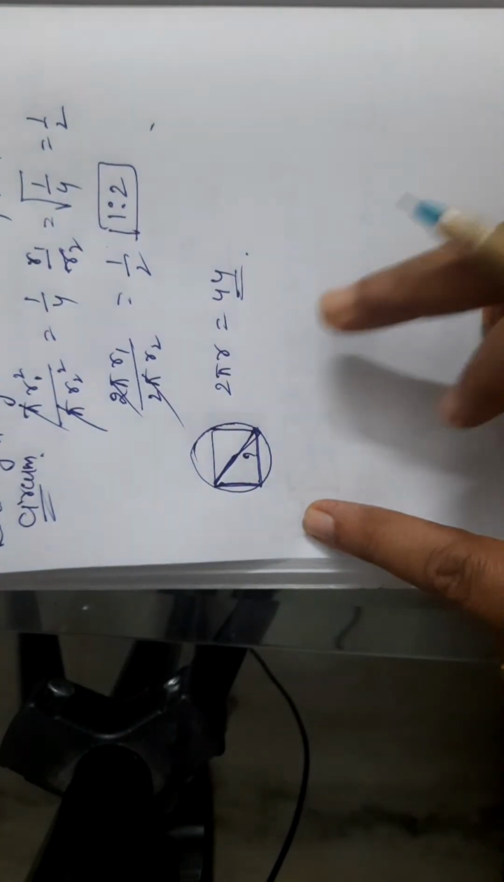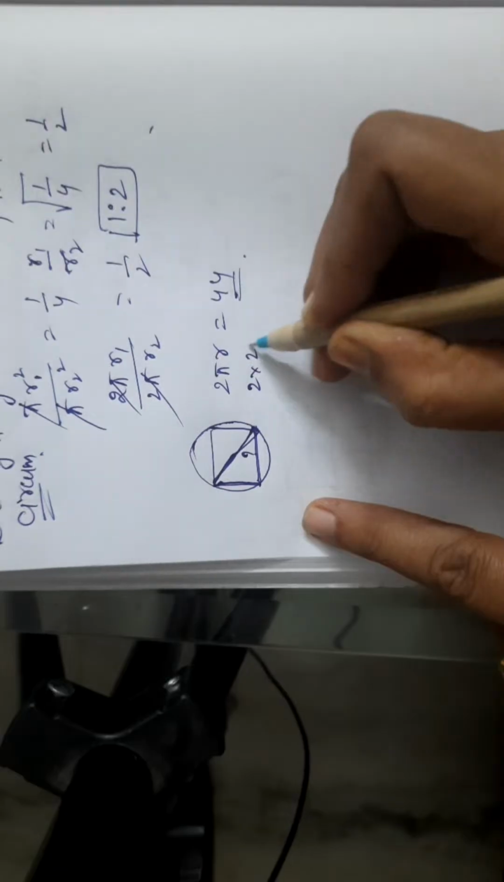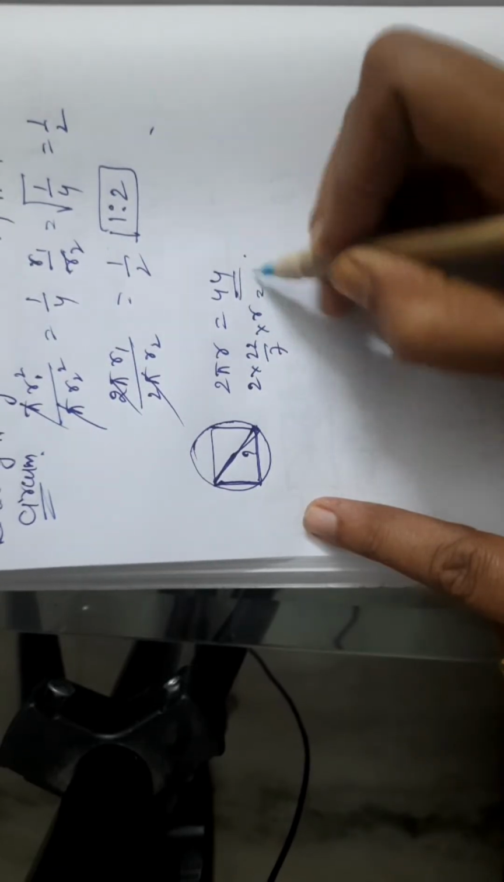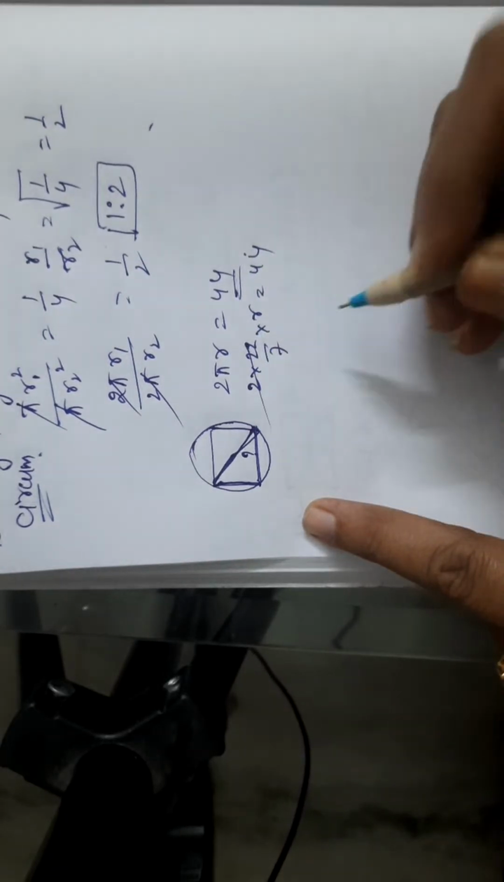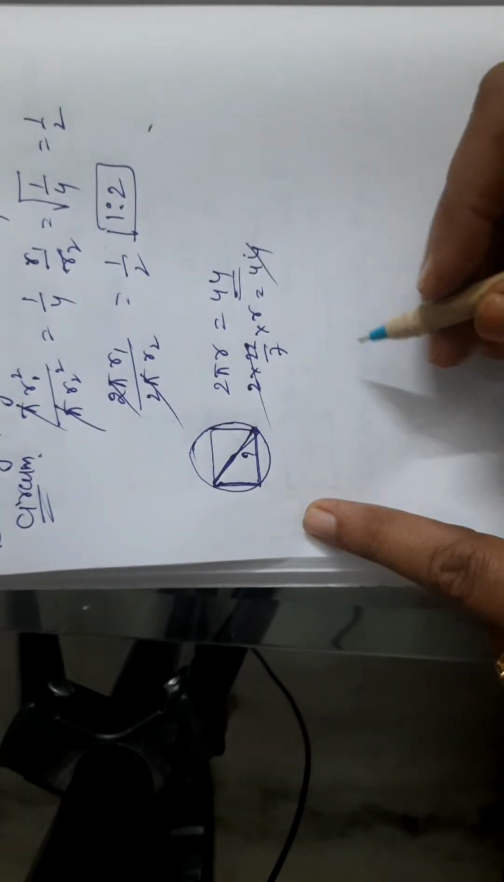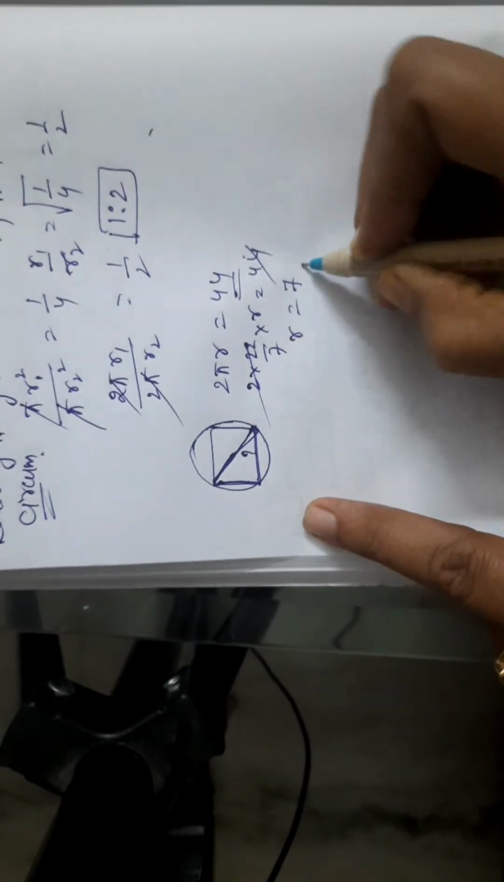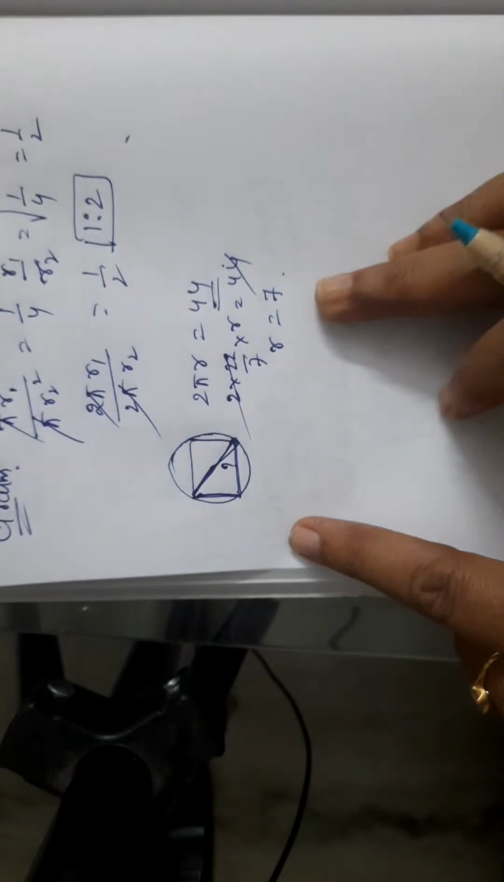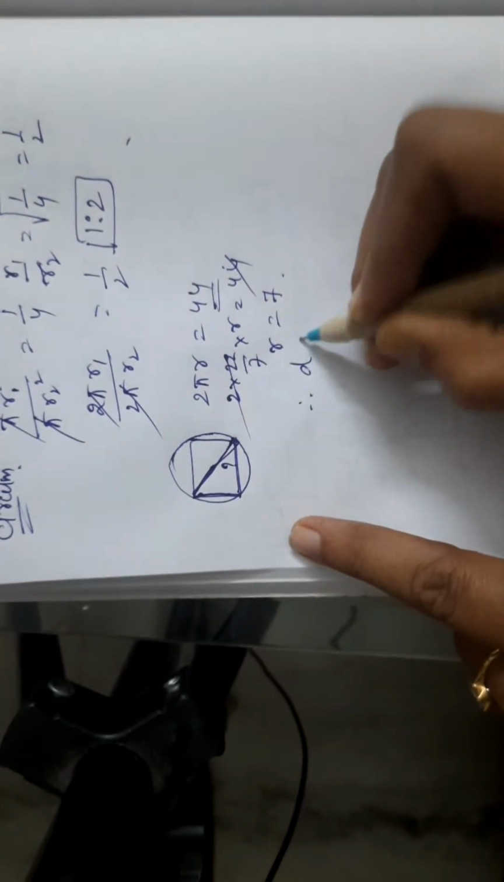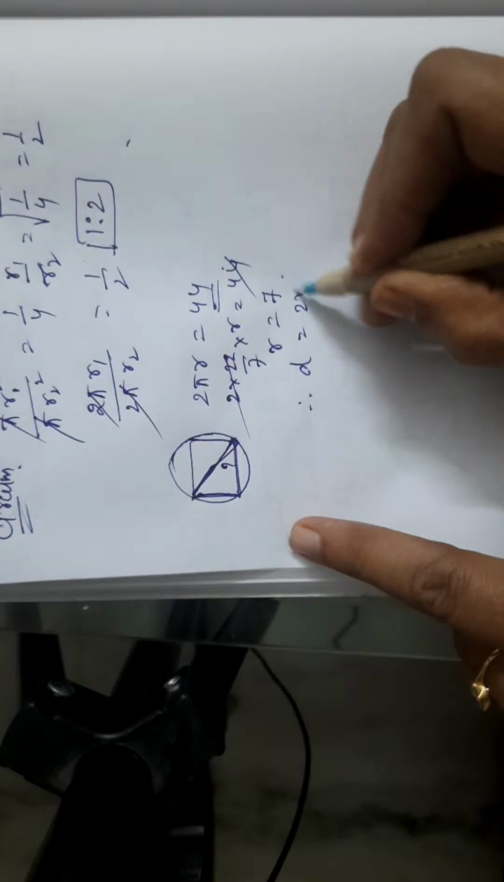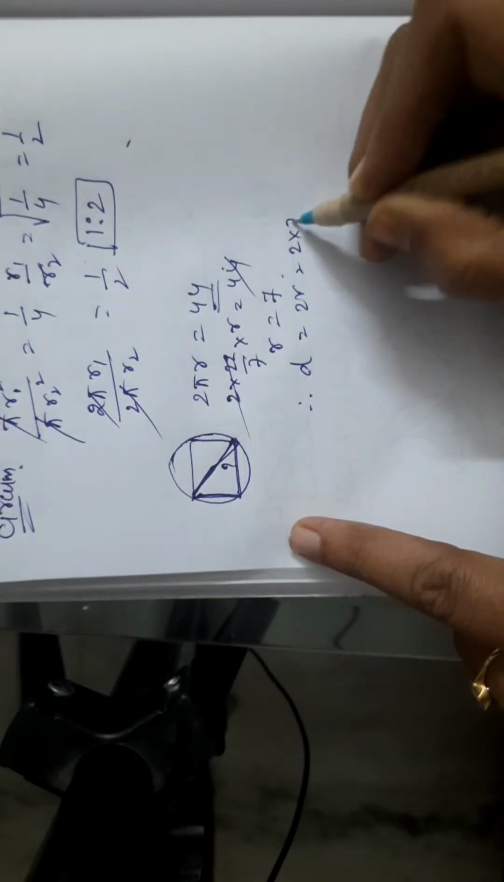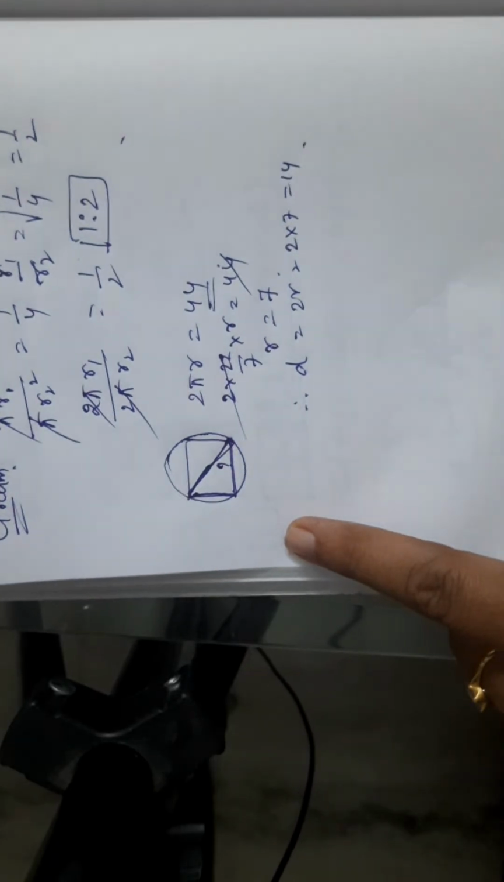So let's start with the solution here. 2 pi r is 44, and pi is 22 by 7. 22 2s are 44, so 44 gets cancelled. The radius is 7. We got the value of the radius as 7. Therefore, the diameter will be double the radius, so it's 2 multiplied by 7, which is 14.